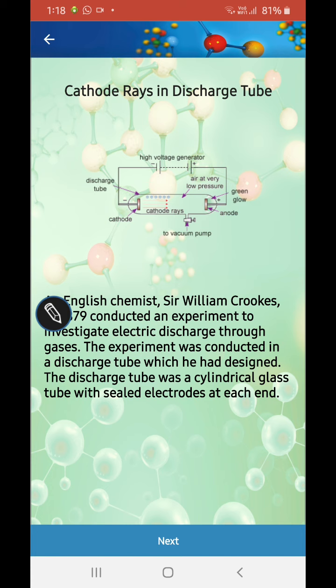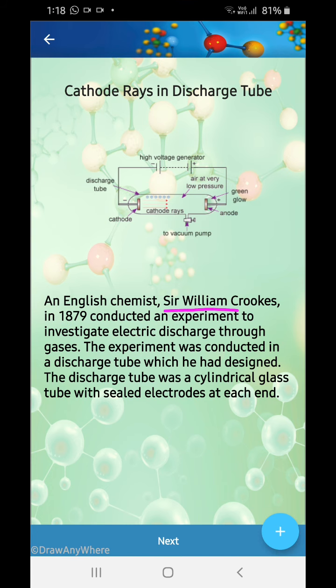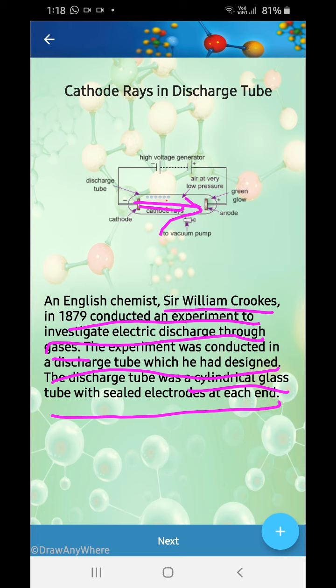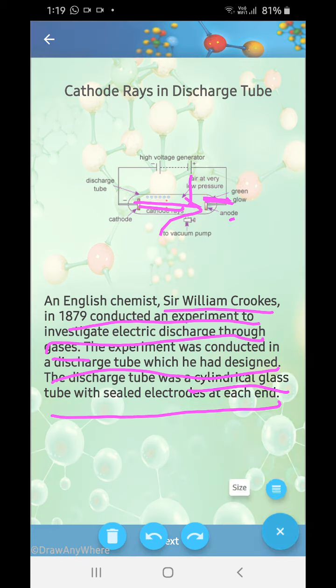Cathode rays in a discharge tube, okay? Sir William Crookes performed an experiment to investigate electrical discharge through gases. The discharge tube he designed was a cylindrical glass tube with electrodes at each end. The rays come out through the cathode and there is a green glow at the anode. Air at very low pressure and high voltage, all these were taken.